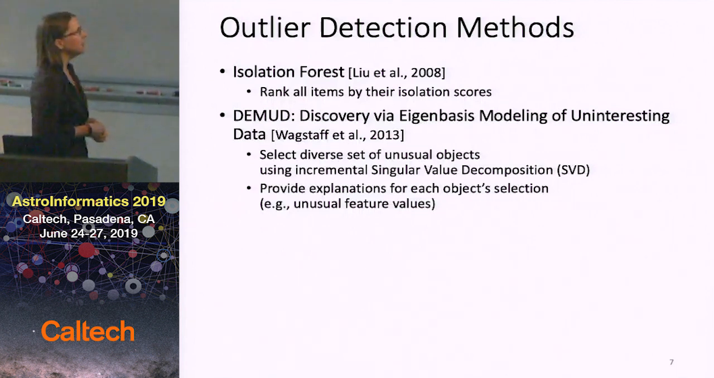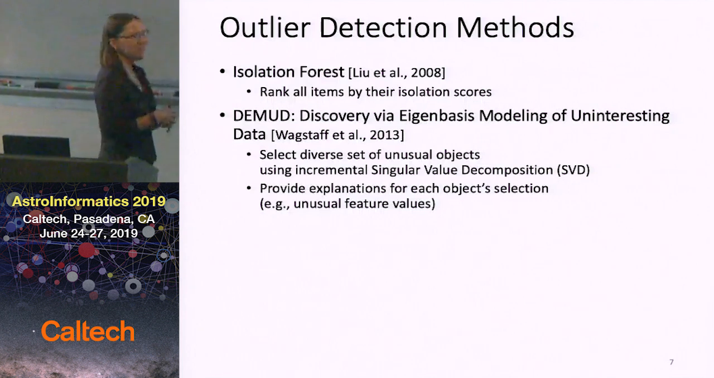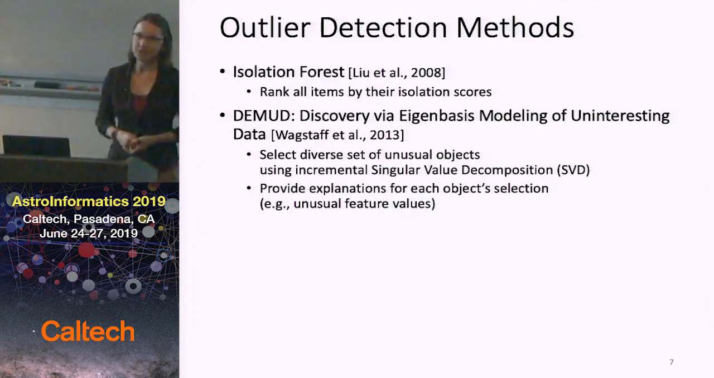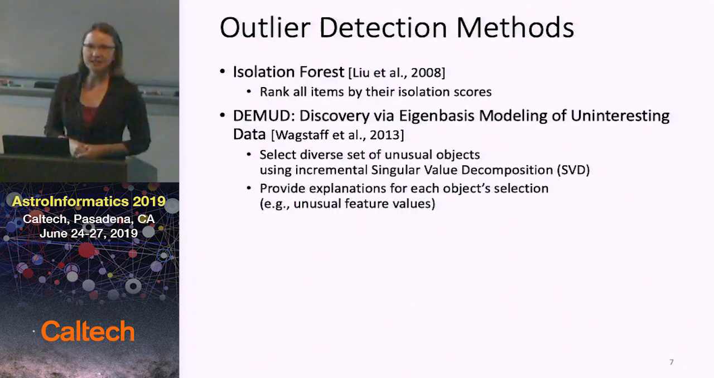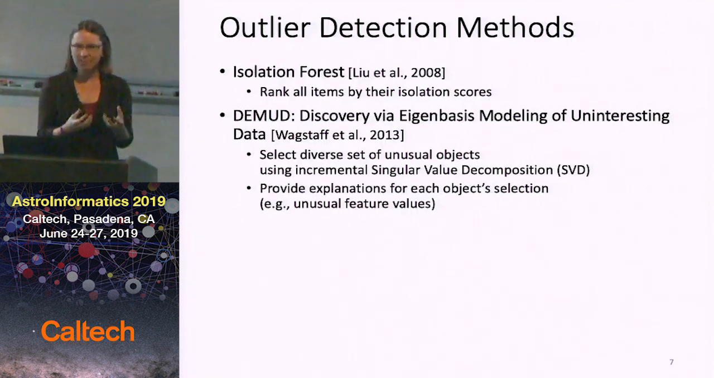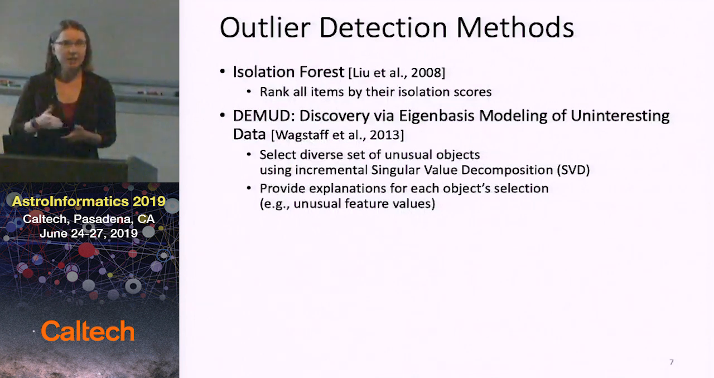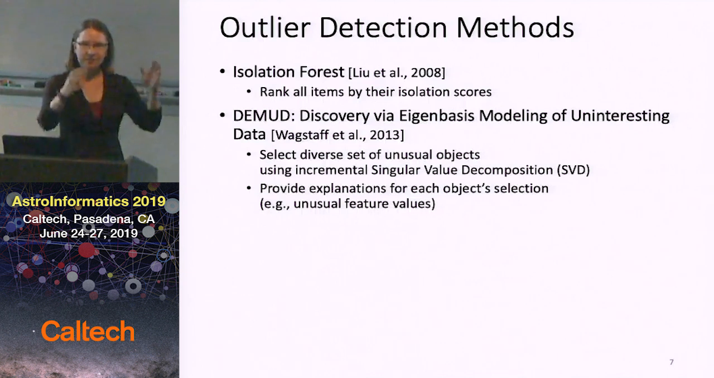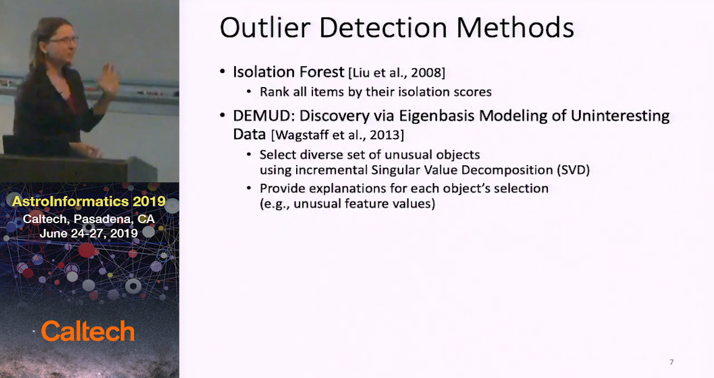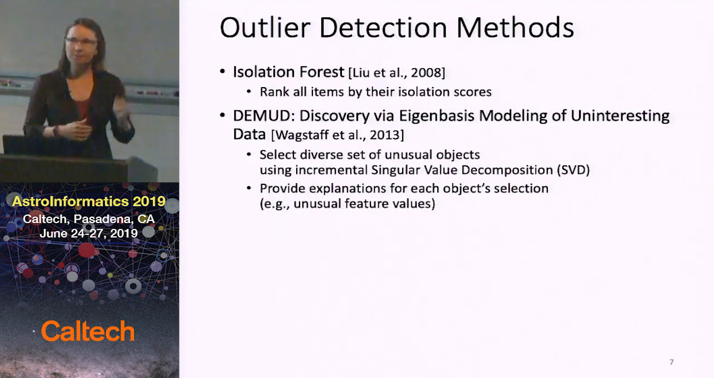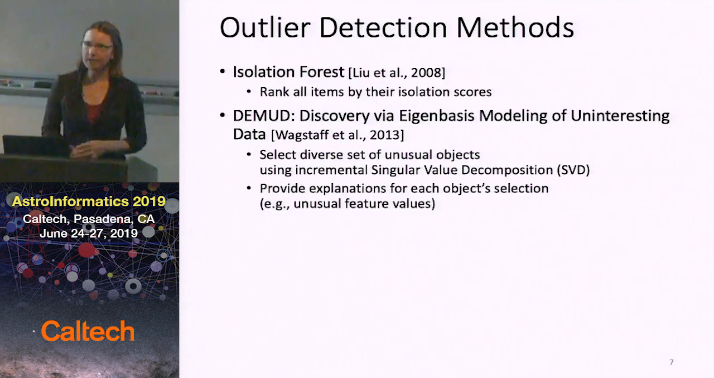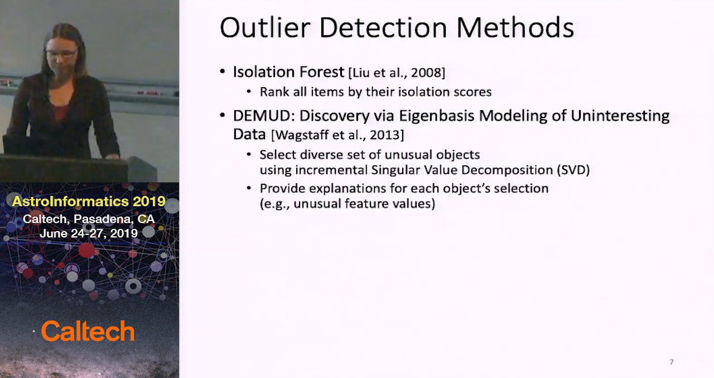And also a method called Dmode, which seeks to find a diverse set of unusual objects within the sample, with the idea that once you've seen one example of a strange phenomenon, maybe you'd like to move on to something really different and quickly discover all of the different kinds of outliers present, rather than just getting a full ranked list of all of them. But both of them are valuable for this kind of investigation, which is why we're pursuing both of them.